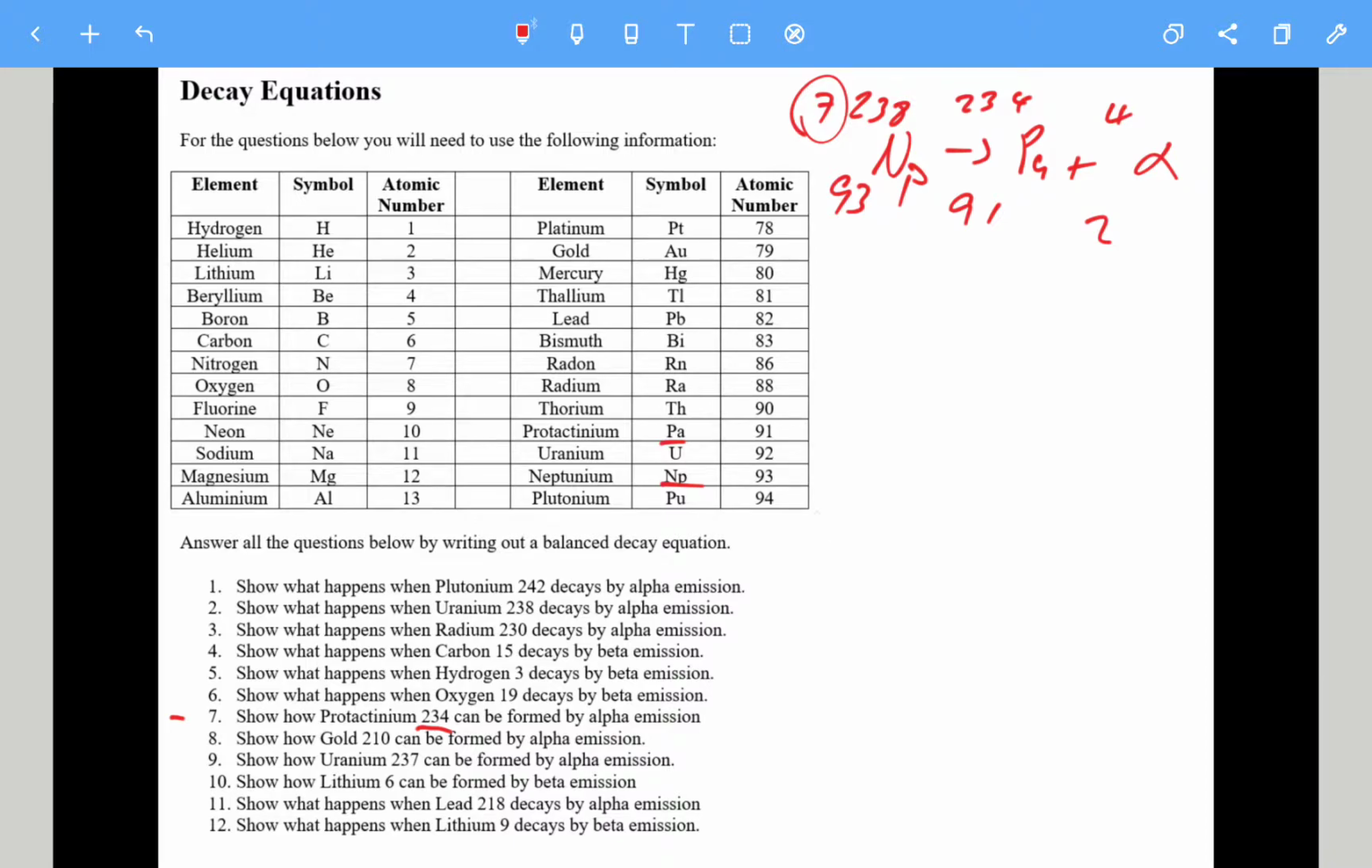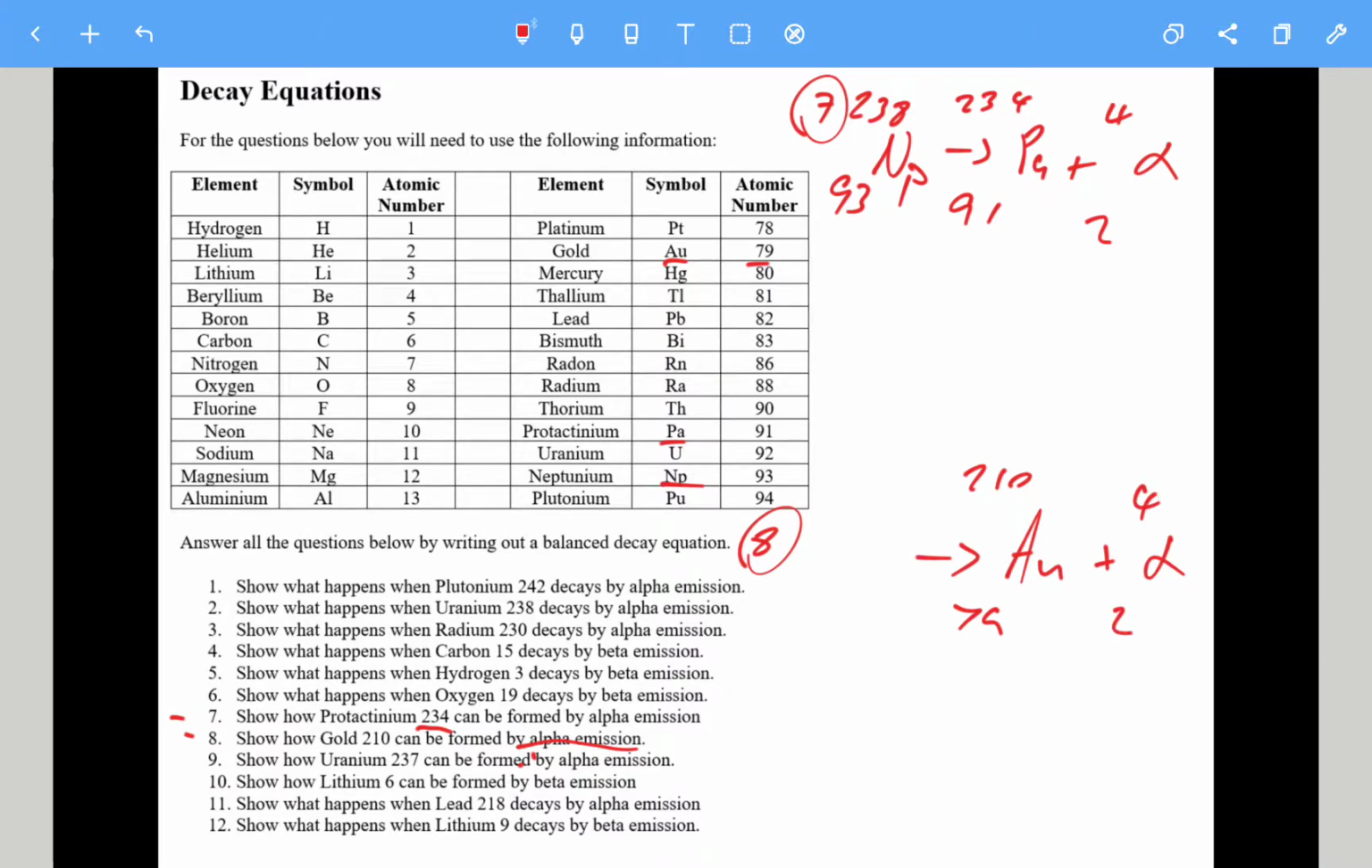Okay, next one. We get a bit of room. Number 8. Show how gold can be formed by alpha emission. So once again, we've got gold. Gold is Au, so that's 79 protons. So Au, 79 for the atomic number, and 210. And it's formed by alpha emission. It's got plus alpha.